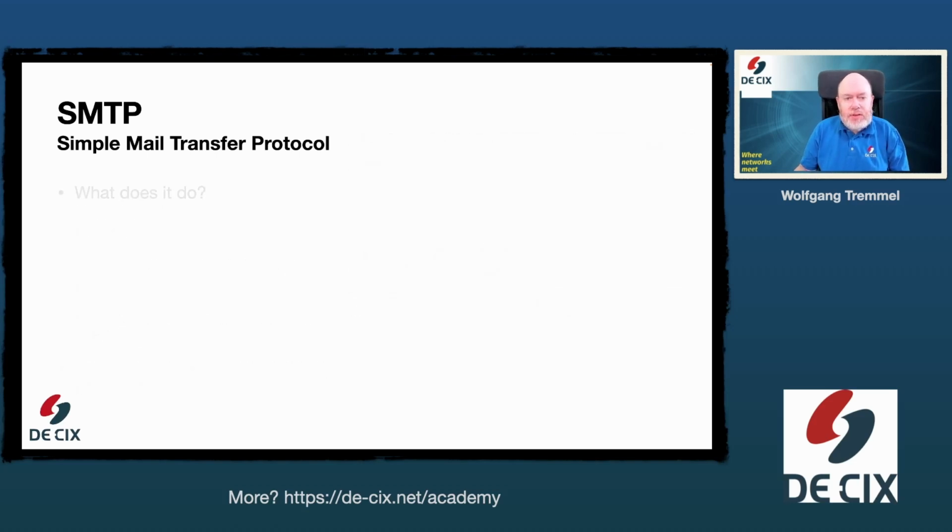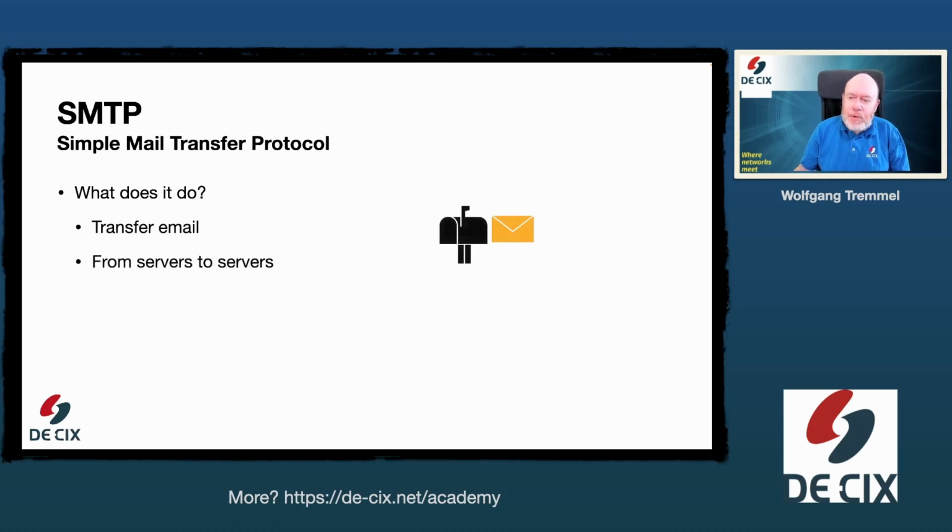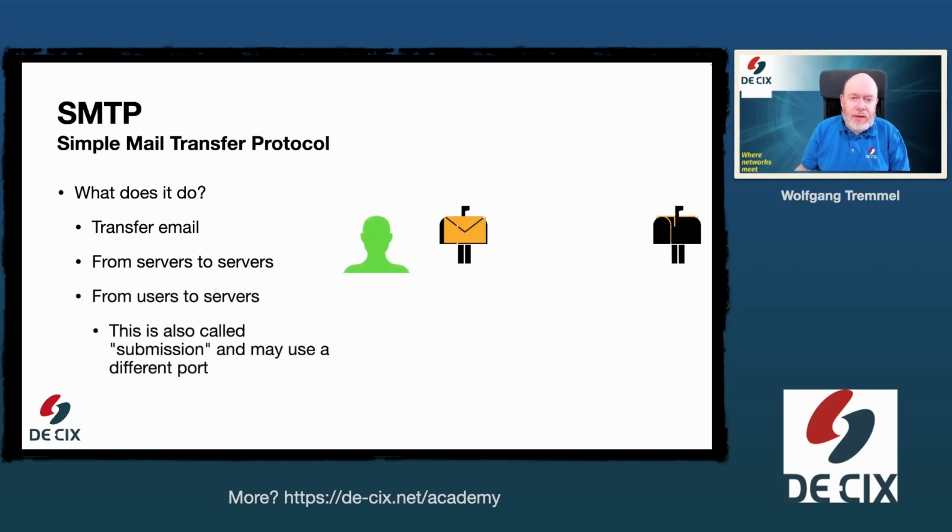So SMTP, what does it do? Well, the name says it. It transfers email. It transfers email both from servers to servers and also from users to servers. The transfer of email from a user to a server is also called submission. And sometimes it's a little bit different, but in fact, it's kind of the same protocol. SMTP does not transfer email from server to users. There are other protocols for that, which I might cover in another video.